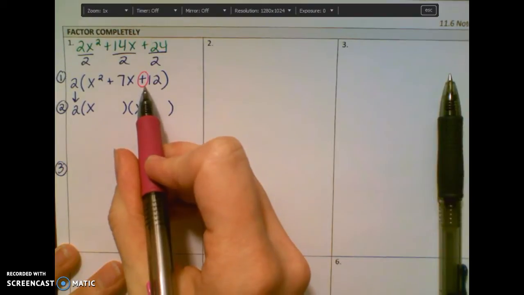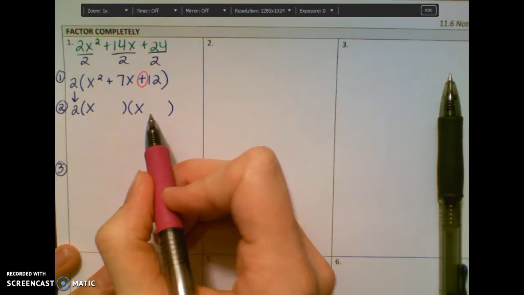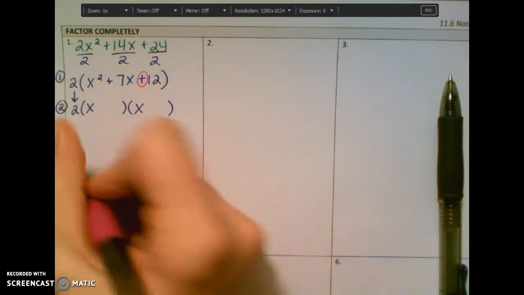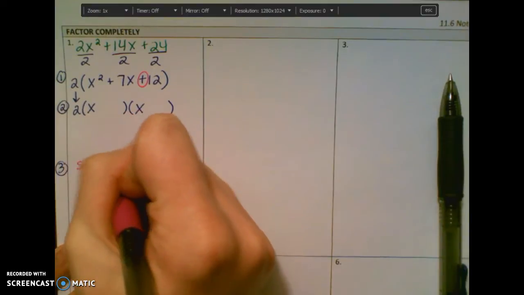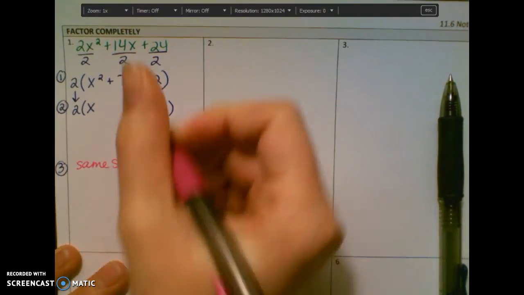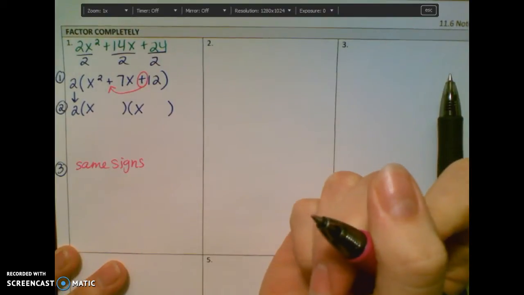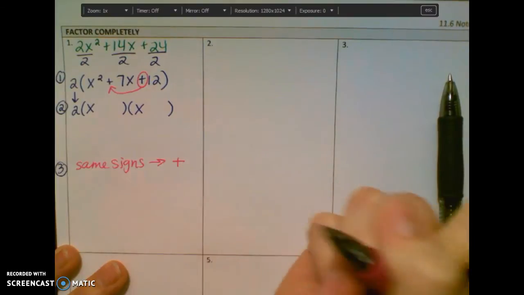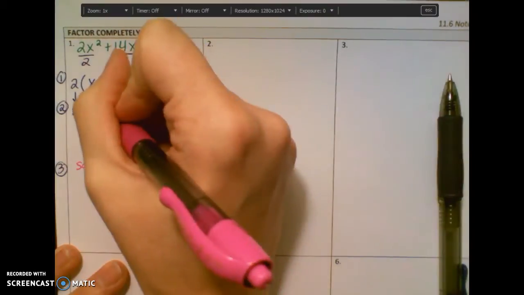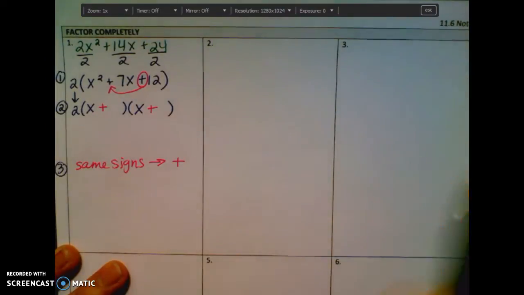That is a positive. So what does that mean about the signs of our factors? That means they're going to be the same, either plus plus or minus minus. So we are going to have the same signs. Then we go and look at the first sign, and that tells us what our signs will be. We have the same signs and they will be positive because of that plus there. So we know we'll have x plus something and x plus something.